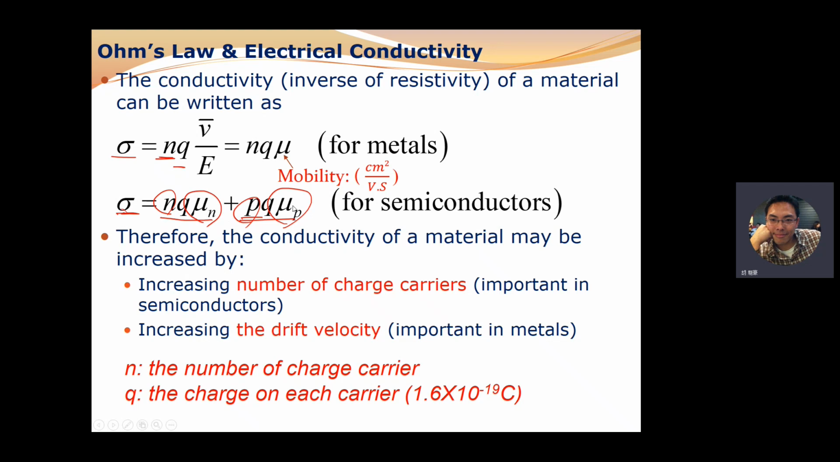Therefore the conductivity of a material might be increased by increasing the number of charge carriers, which is very important in semiconductors, and also by increasing the drift velocity, which is important in metals. So you have to think: if we want to increase the mobility in a semiconductor, what process should we work on? And if we want to increase the mobility of charge carriers in metal, what process should we work on?